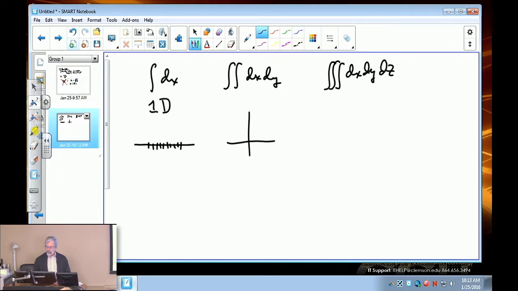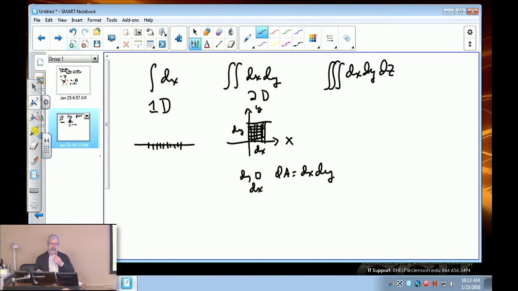You could equally well do a two-dimensional integral, where now you're taking an area along the x and y axes like this, and you have little sections here of width dx and width dy, so there's a little increment of area, which is the product of dx and dy, so the area is dx dy. And now you're going to add something up over the area. So that's a two-dimensional version of it.